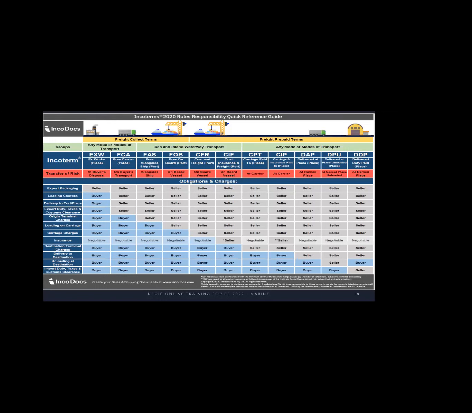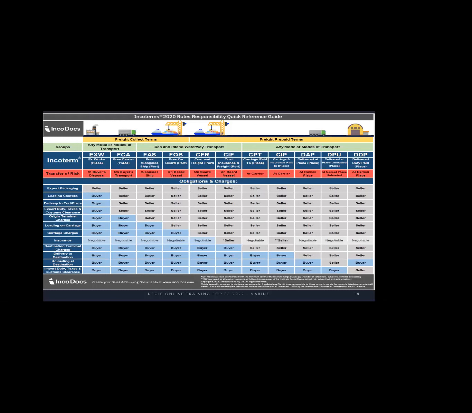So from left to right, you will be seeing the seller's factory or seller's warehouse. Then we will have the carrier. Then we will have the port of loading. Then we will have the port of discharge. Then we will have the tail end risk. Then we will have, in short, the buyer's warehouse.